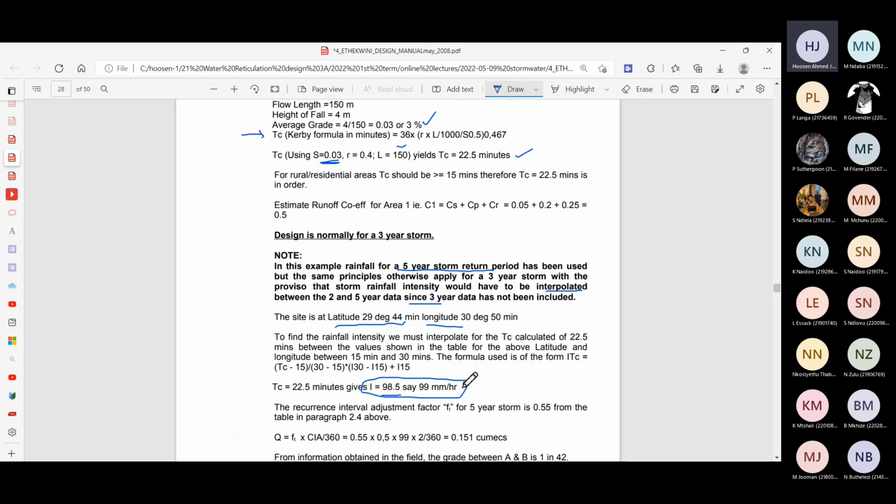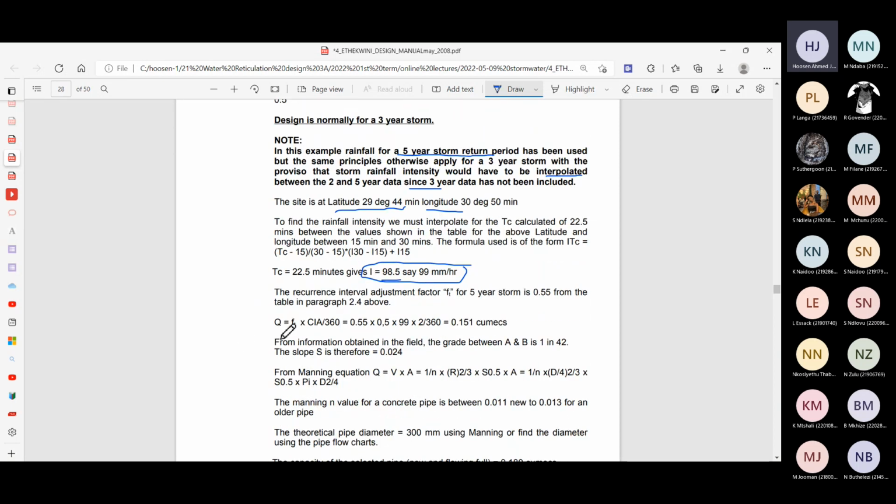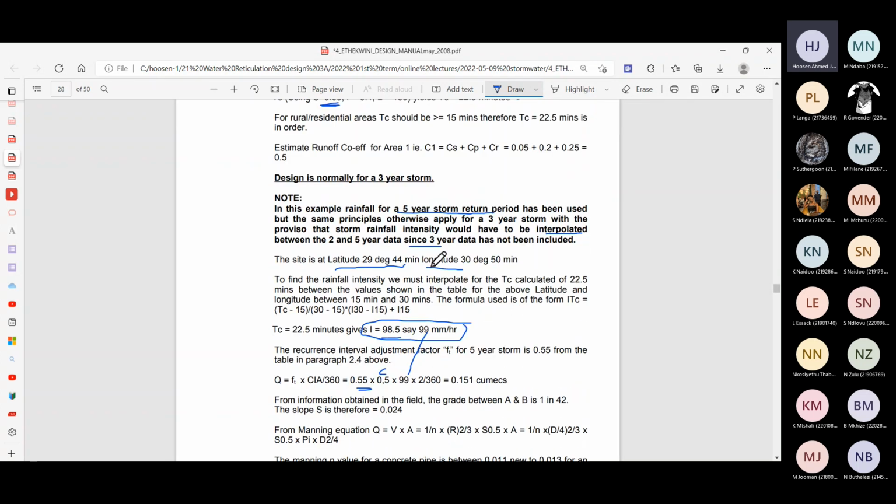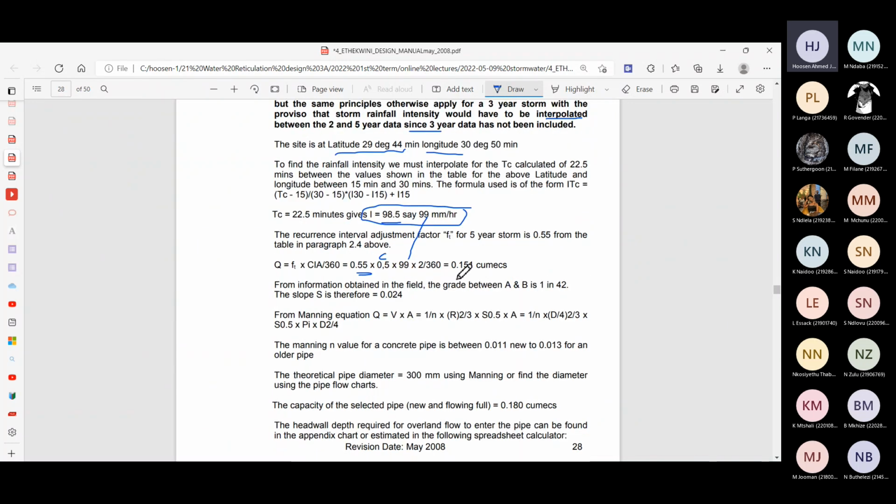Now that you have that intensity, we have all the variables for our rational formula, and we will then substitute. You can see the return factor 0.55, that 99, that's the intensity that's been plugged in over there, and that's the 2 hectares. Right, the area that's been substituted, and this is the 0.5 here. That was the C value that we worked out, the coefficient, right? And it's called C1 because it's the coefficient for area one, catchment one, and you can see the final value equal to 0.5. And that's where all those values have come from. You now end up with a value of 0.151 cubic meter.